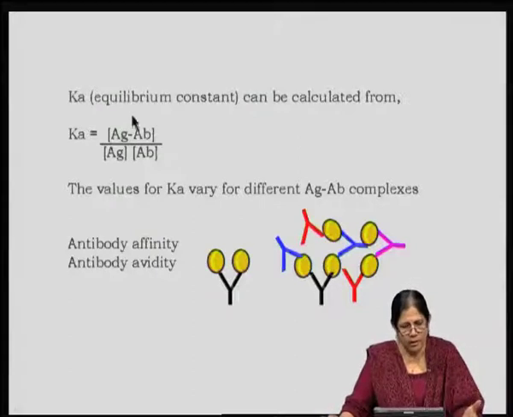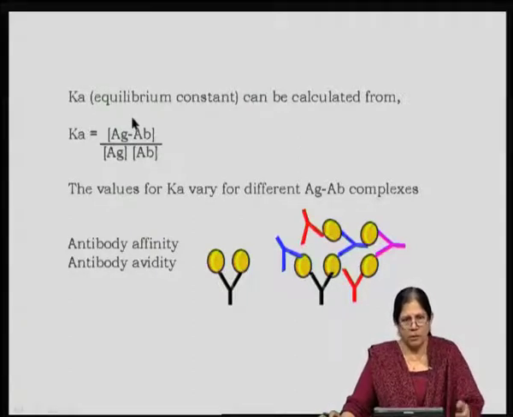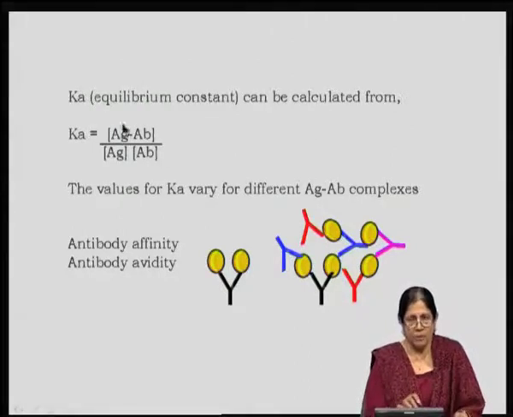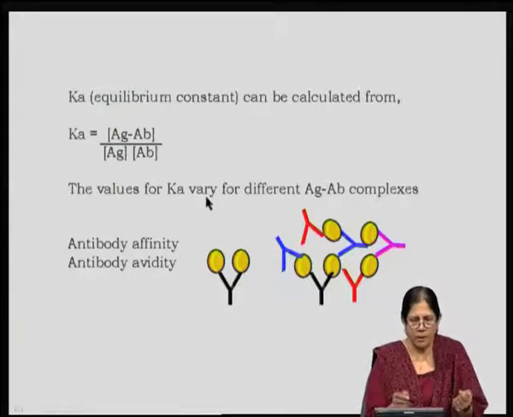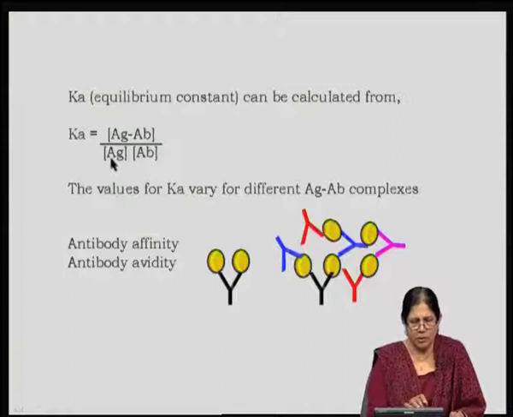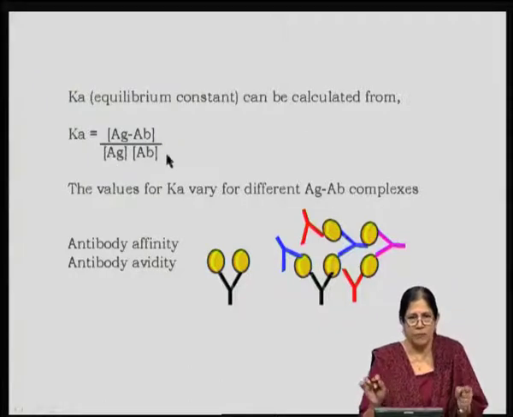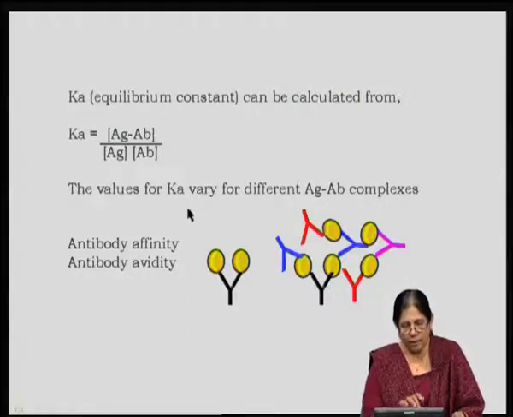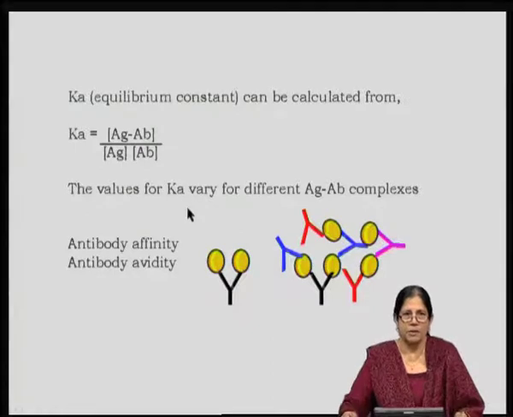Can one calculate this affinity, which is the Ka? Yes, one can. One can calculate it by measuring the molar concentrations of the complex and of the free antigen and antibody. So, it is governed by the Ka, or the equilibrium constant, or the affinity, which is equal to the concentration of the antigen-antibody complex divided by the concentrations of the antigen and antibody which are free from each other. Of course, needless to say, the values for Ka vary for different antigen-antibody complexes.